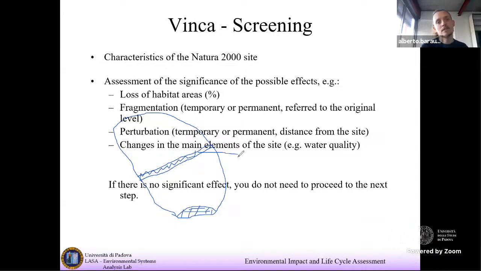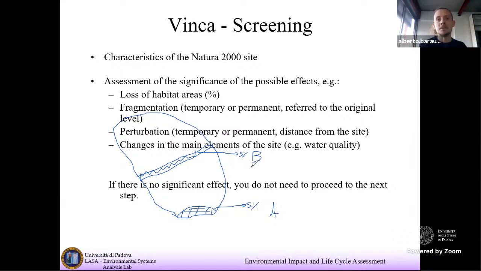This is 5% of the surface of the site. This is 5% of the surface of the site. Case B is much worse than case A, because they are the same, of course, if you look at the impact in terms of surface loss.